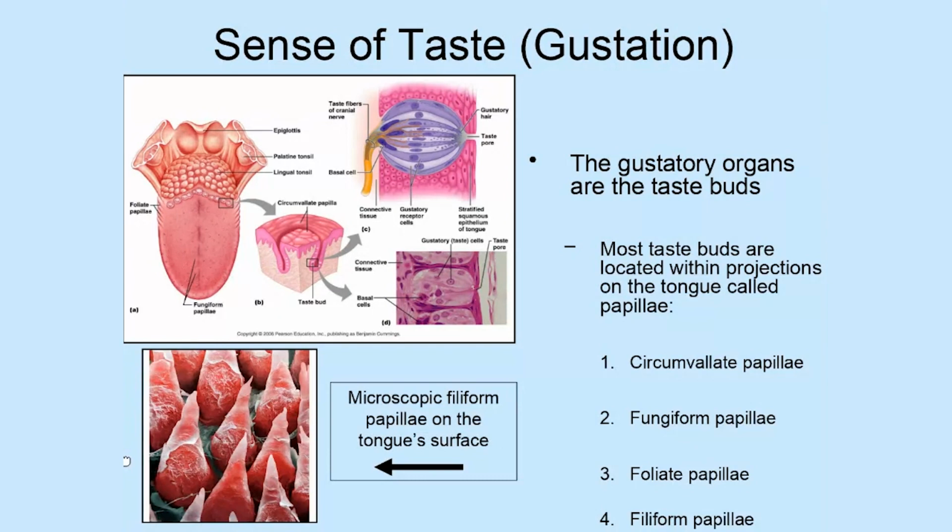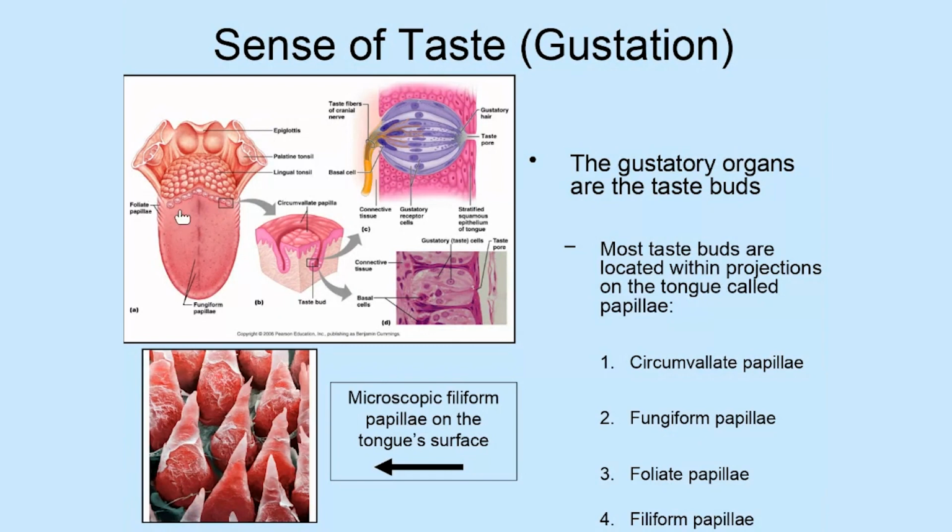We have them on the epiglottis down deeper in the throat, and there have recently been some discovered actually in the lungs as well. But by and large, most of these taste buds, most of these organs that allow us to be able to taste are located again on these projections within the tongue that are referred to as papillae. And there are a few different types of papillae on your tongue that you should be aware of.